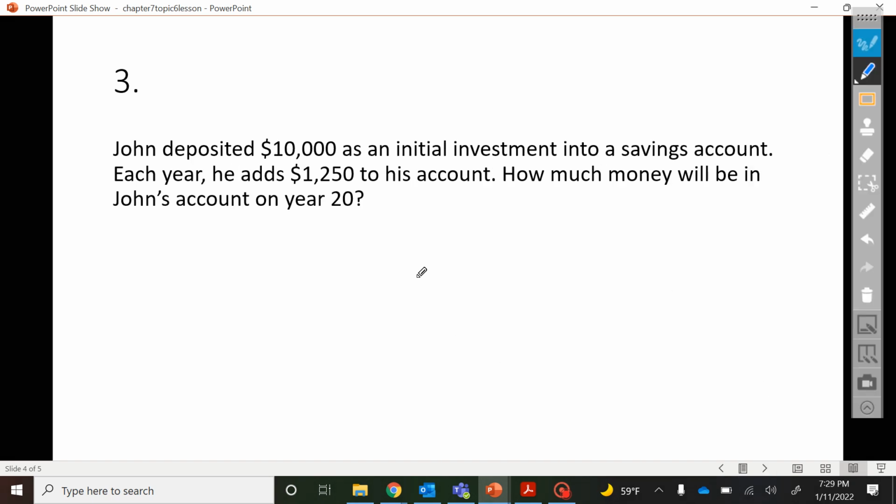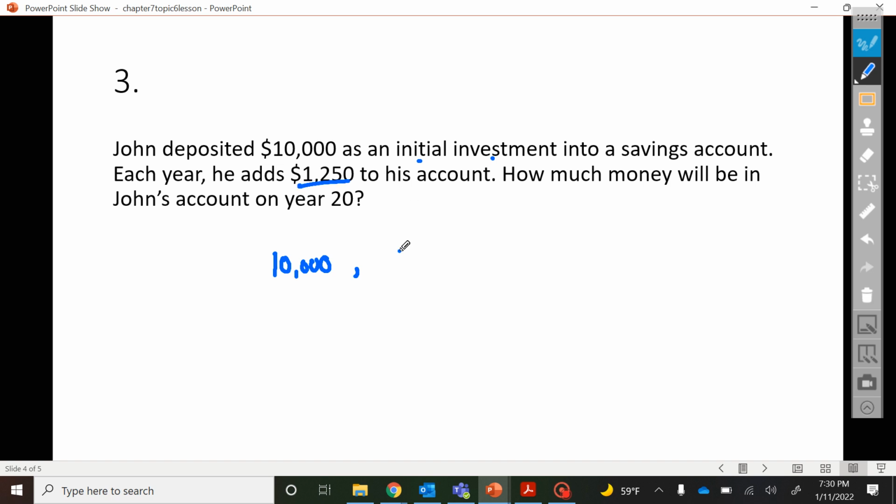Problem number 3. John deposited $10,000 as his initial investment into a savings account. Each year, he adds $1,250 to his account. How much money will be in John's account in year 20? Okay, so we have to think of it this way. Each term is the year. Year 1, he puts in $10,000. Each year after that, he adds $1,250.